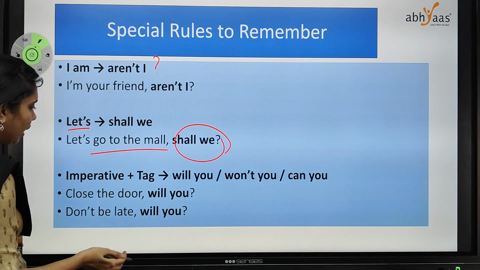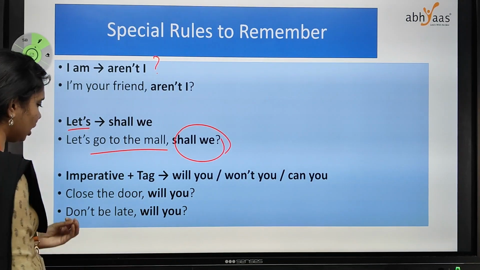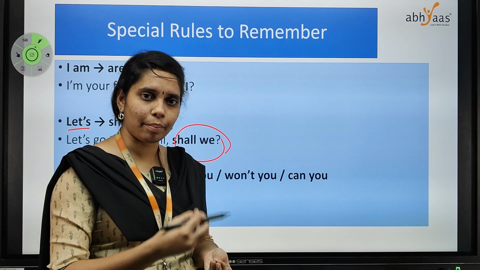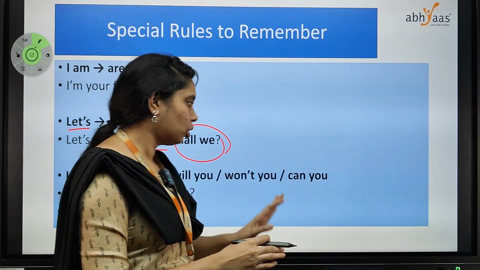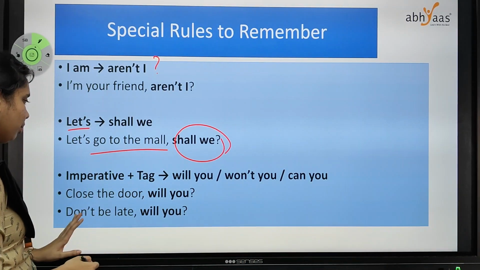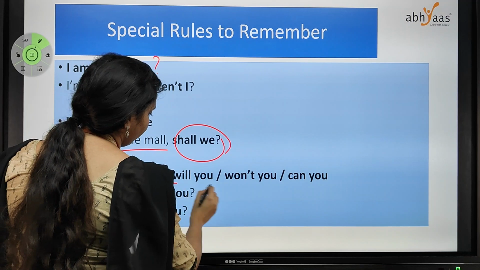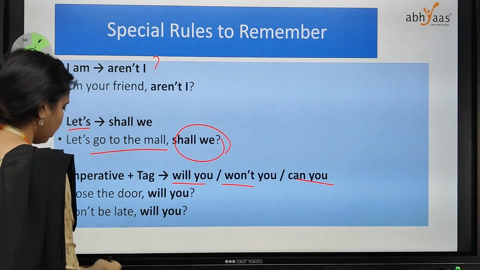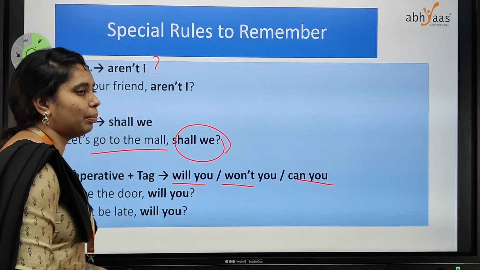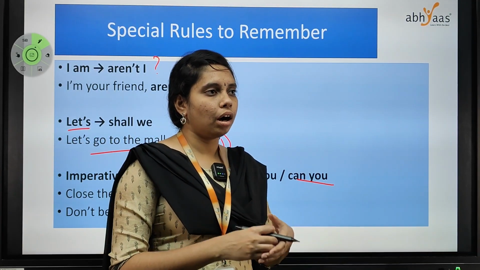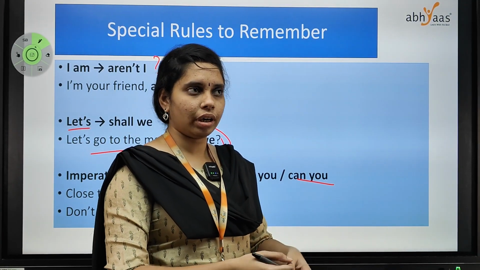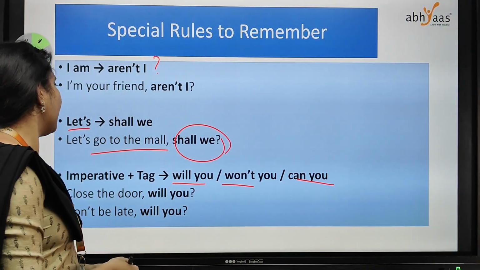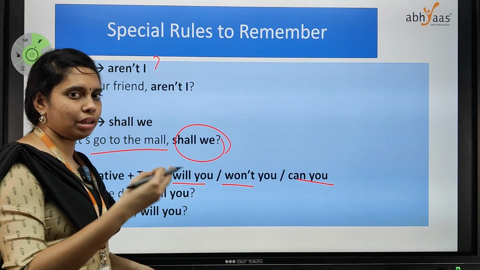Okay, next, imperative sentences. An imperative sentence would be like requests, commands, orders, suggestions, right? So whenever you encounter any kind of imperative sentence, the tag should be will you or won't you or can you. Close the door, will you? Don't be late, will you? Please sit here, will you? Please have this coffee, will you? You can just use will you for every imperative sentence that you encounter. It can be an order, it can be a request.